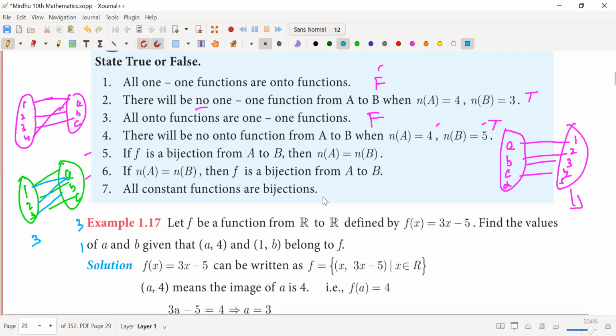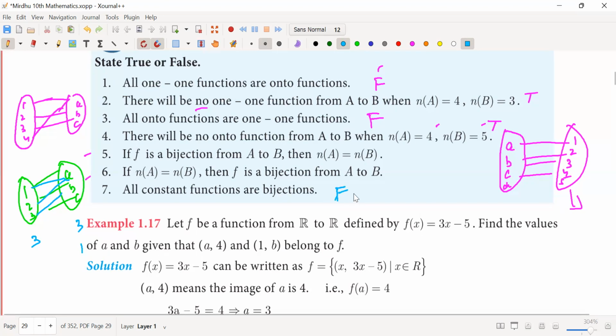All constant functions are bijections. No, it is not. All constant functions are many-to-one into functions. Bijection is a one-to-one onto function. So we can't say this. This is also false. False. Okay.